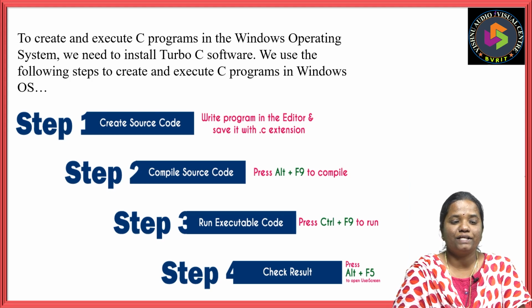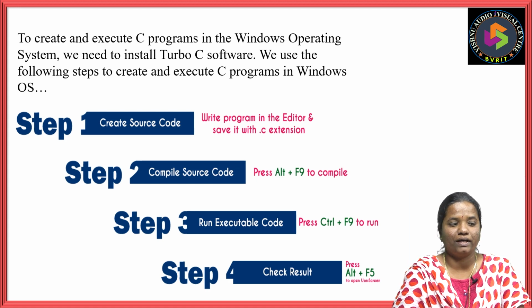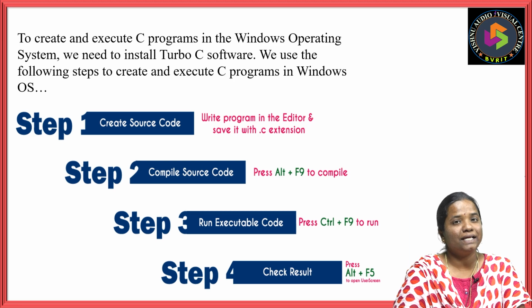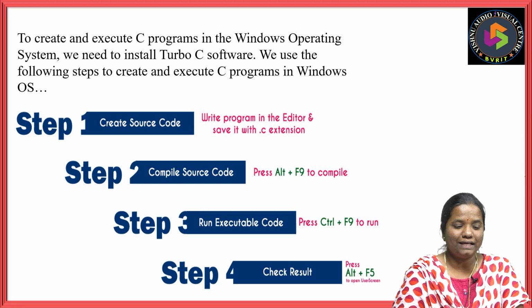To create and execute C programs in the Windows operating system, we need to install Turbo C software. There are mainly 4 steps to create and execute C programs in Windows. First one is create source code. Second one is compile source code. Third one is run executable code. Fourth one is check results.